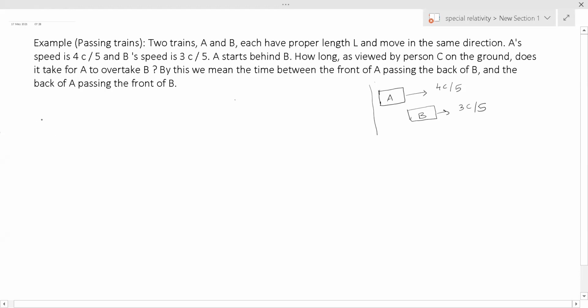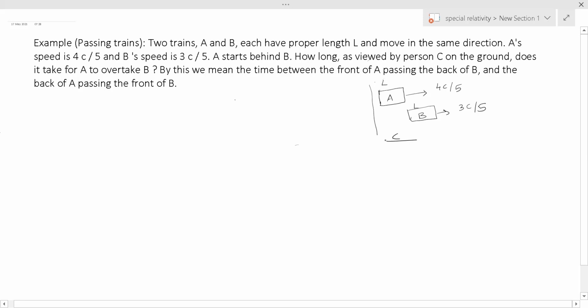So this is the question. 2 trains A and B, each have proper length L, and they move in the same direction. A's speed is 4c/5 and B's speed is 3c/5. A starts behind B. How long, as viewed by a person C on the ground? So there's some other person C on the ground.